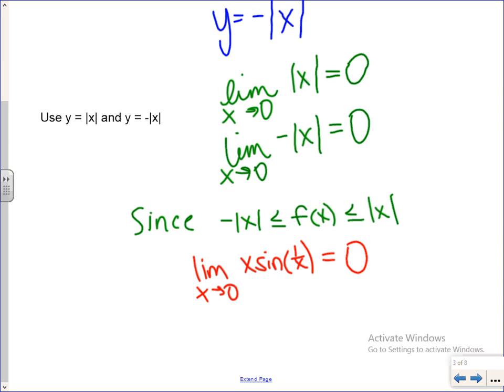Okay. I'm going to be honest with you, the squeeze theorem does not pop up very often, but it's something that you need to be aware of and be able to understand. You may see a problem here or there, but it's going to be one of your least popular techniques for limits. All right, let's switch gears a little bit here.